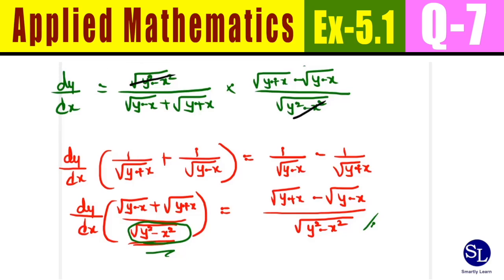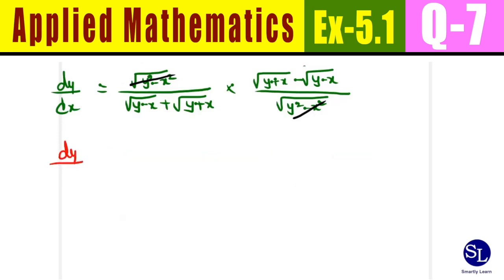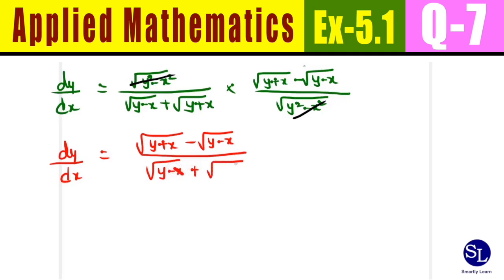So let's simplify the dy by dx again. In this case, dy by dx is equal to root of y plus x minus root of y minus x divided by root of y minus x plus root of y plus x. Now, if I leave it like this, I will not be able to write or compare it to the given expression in the numerical. So let's start to do the simplification.